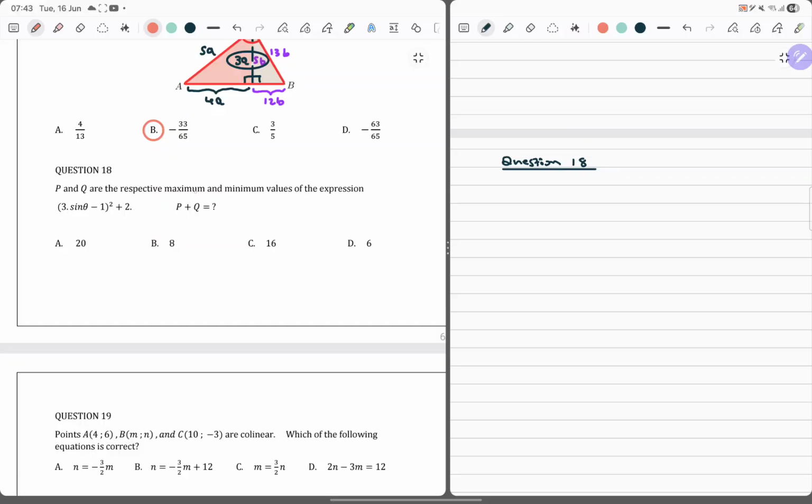Now P and Q are the respective maximum and minimum values of the expression 3 sine theta minus 1 all squared plus 2. Now we need to find the sum of the maximum and the minimum. Okay, folks, first of all, you now must focus on the bracket. If we look at the bracket, what do we know? It is a perfect square. Now a perfect square is greater than or equal to 0.